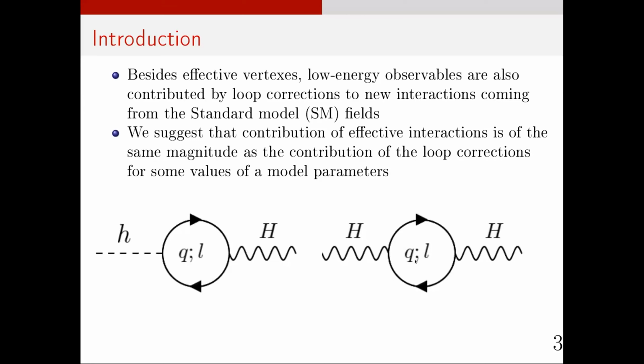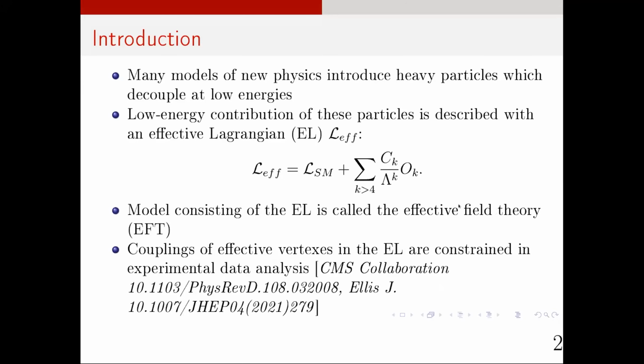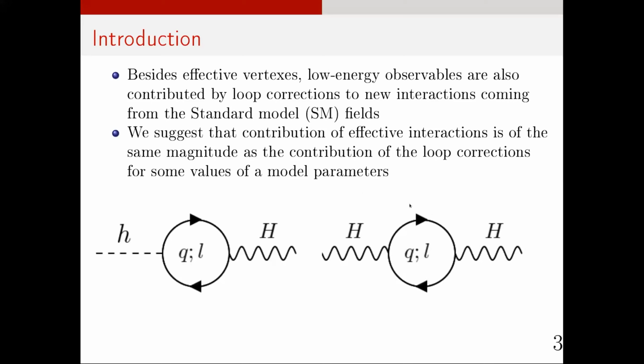And in our research, we suggest that the contribution of such loop corrections could be of the same order in magnitude as the contribution of effective interactions introduced by the effective Lagrangian. And this takes place under some conditions. And the problem which we state in our research is to identify conditions when loop corrections are significant, when they are as significant as effective vertices, as effective interactions.